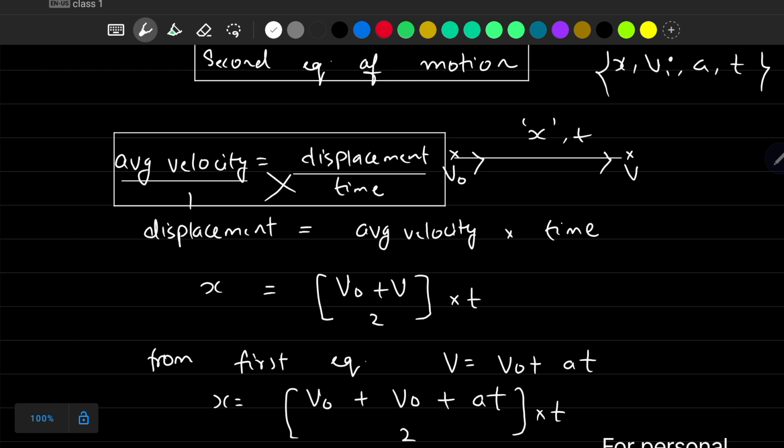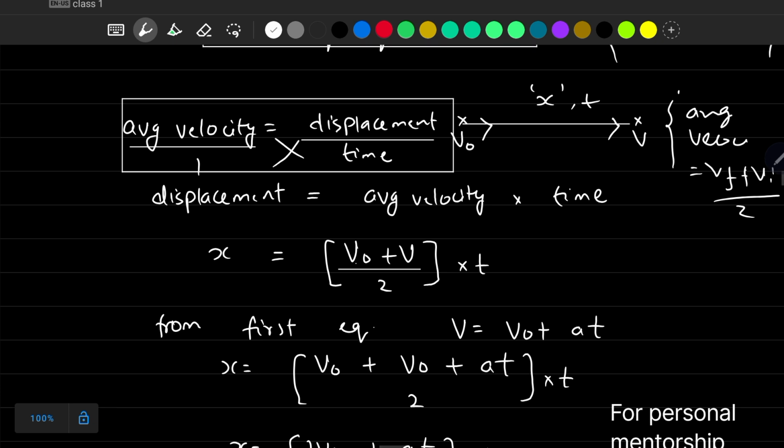So displacement can be written as x here. Average velocity can be written as initial velocity plus final velocity upon 2, that is, v final plus v initial by 2. What is v final? It's v. What is v initial? It's v naught. So x equals (v plus v naught) by 2 into time t. So this is our displacement.